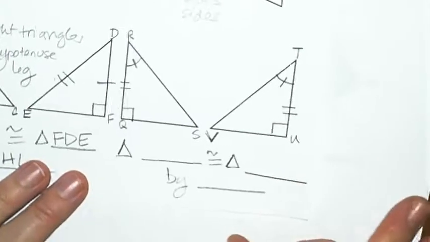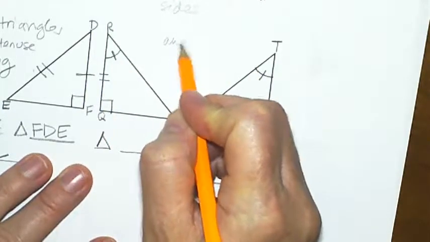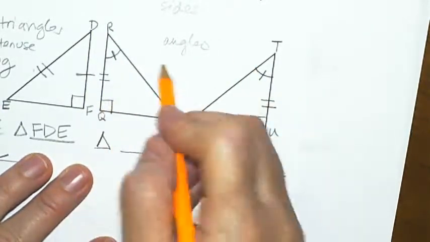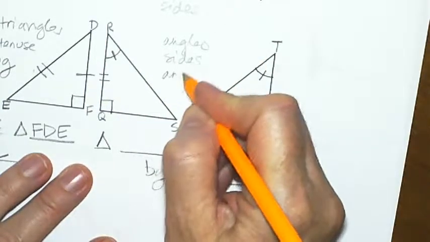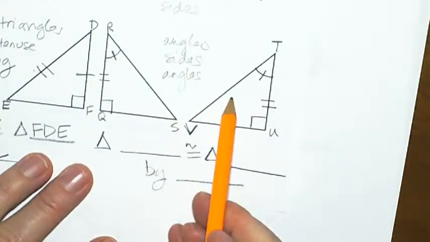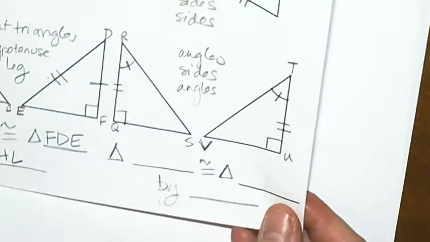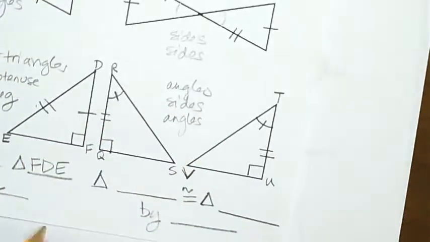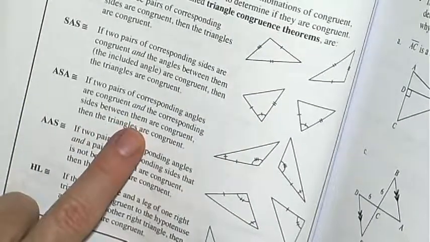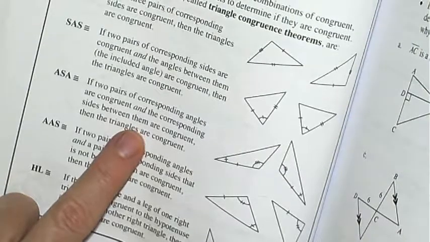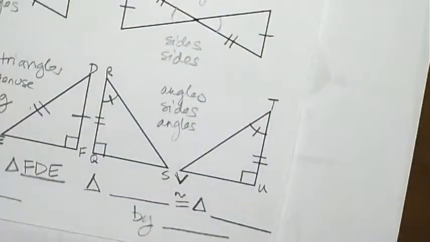Okay, last but one on this page, we've got a pair of angles that are congruent. We've got a pair of sides, and we have another pair of angles. Now these are right triangles, but we don't have hypotenuse congruent, so I know it's not going to be hypotenuse leg. So let's see if this is angle side angle. Angle side angle says if two pairs of corresponding angles are congruent and the corresponding sides between them are congruent, then the triangles are congruent. Let's see if we have this configuration.